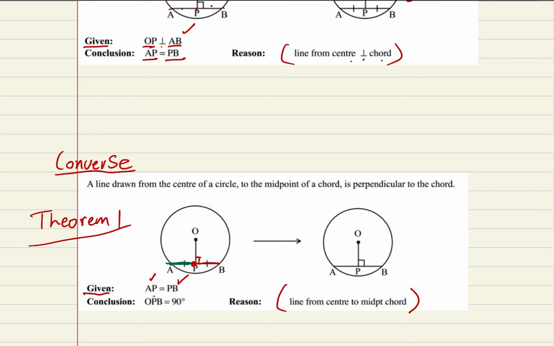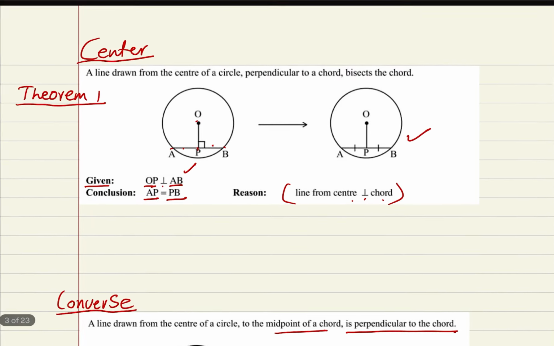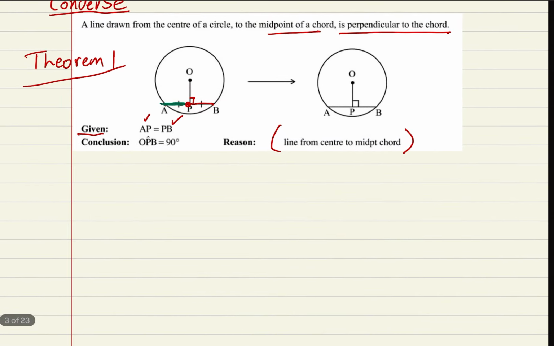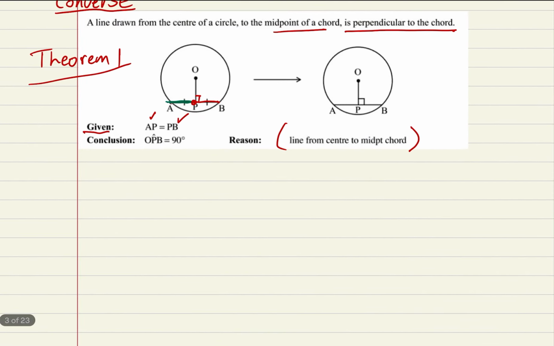Now in full, they said a line drawn from the center of a circle to the midpoint of the chord is perpendicular to the chord. Now if this is so, therefore it is perpendicular. Same goes for the theorem. We said if it's a line drawn from the center of the circle perpendicular to the chord, then it will bisect the chord. Those are important aspects that we need to know whenever we are dealing with this.